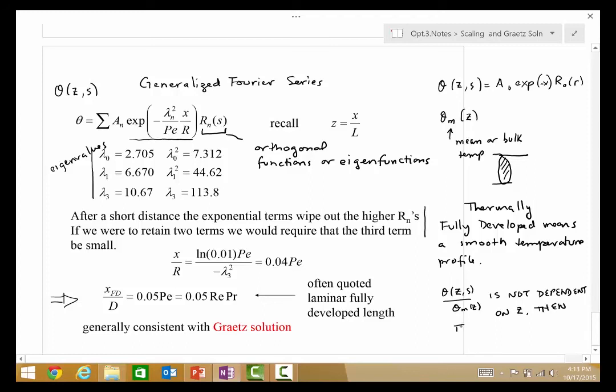So mathematically, you can think about it as the denominator here has the whole z dependence in a simple way, and it matches the z dependence in the numerator. Physically, you can think about it that all the axial variation is embodied in the bulk temperature, and all we're doing is identifying what the radial structure is by having this non-dimensional profile.